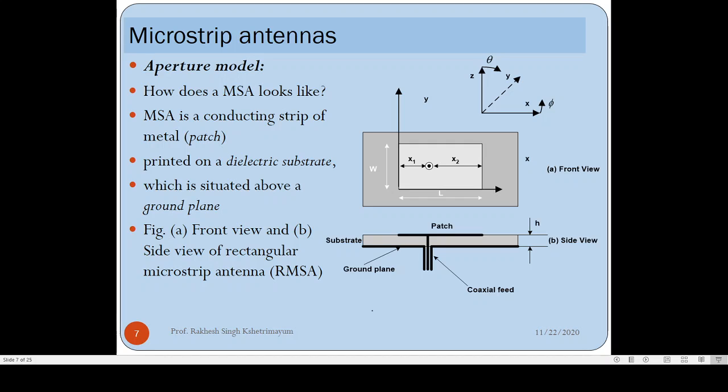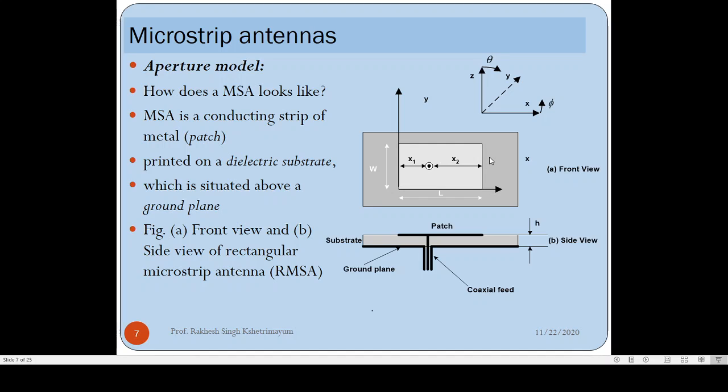So in this class, we'll discuss the microstrip antenna. Microstrip antenna is one of the very popular antennas nowadays, and variants of microstrip antennas are used in mobile phones and satellite communications, and all kinds of applications have the microstrip antenna as one of the components nowadays, and it's very popular because of this planar structure. But the question is, how does a microstrip antenna look like?